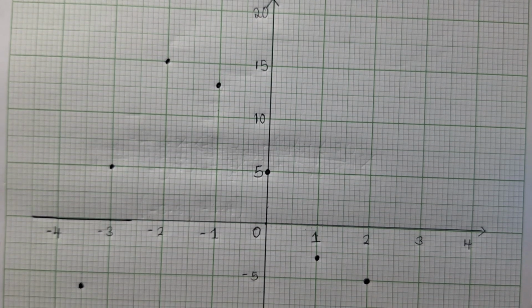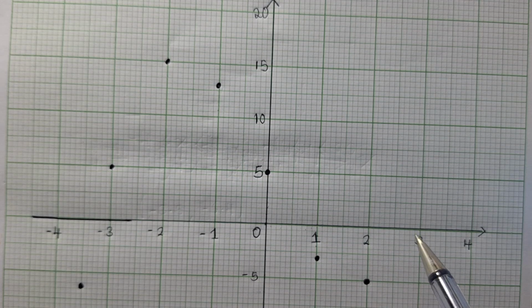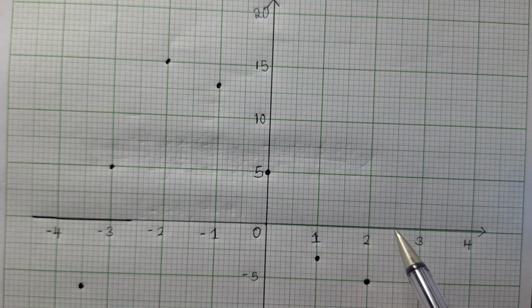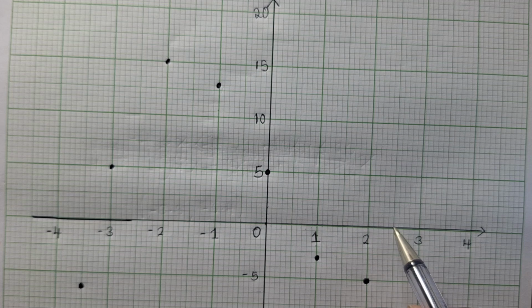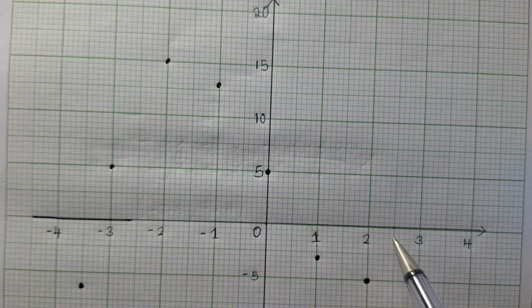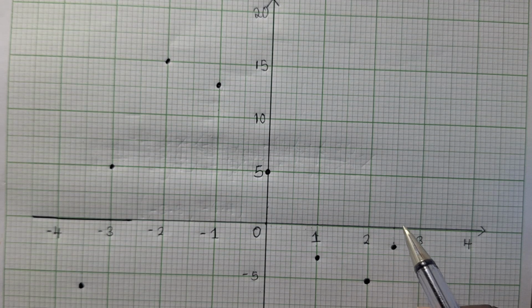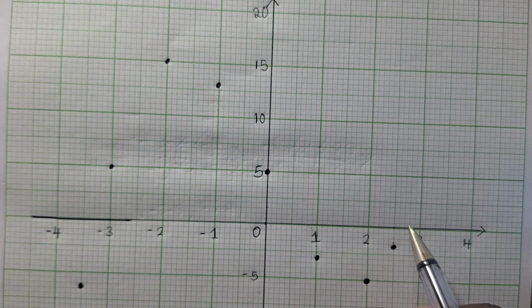The next one is 2.5, negative 1.9. So this is 2.5, it's here. You see, 2.5 is supposed to be here. Then negative 1, comma 9. So negative 1 here, comma 9 is supposed to be somewhere here. This is 5, it's supposed to be here. So just keep on counting the numbers and understand how to find the value of each of these smaller lines. It will be easier for you to plot.